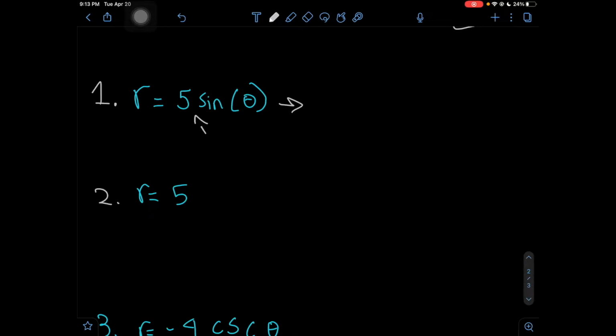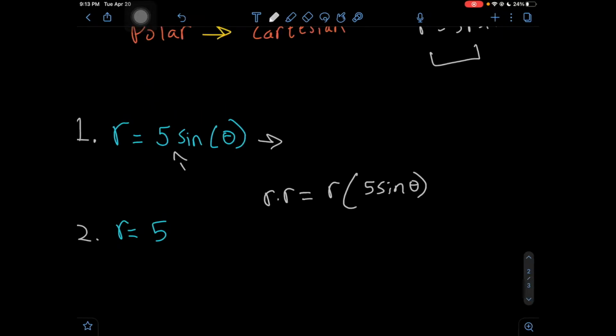Well, we can do that. We'll just multiply both sides by r. So we have r times r equals r times 5 sine of theta. And this would lead to r squared equals 5r sine of theta.